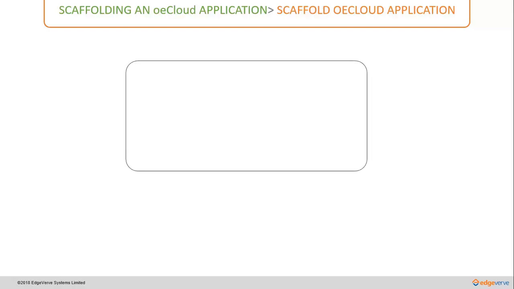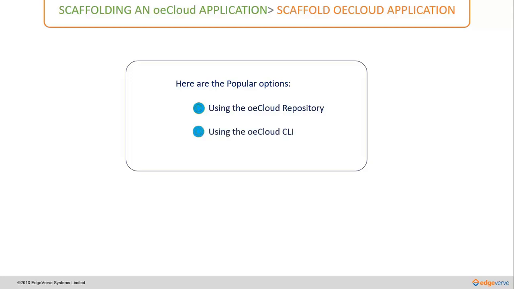So far as the scaffolding of oeCloud application is concerned, there are several popular options which are available. You could use the oeCloud repository and clone the repository onto your local machine. The second one would be to use the oeCloud CLI, and the third one would be using the starter kit. So you could choose any of these options.